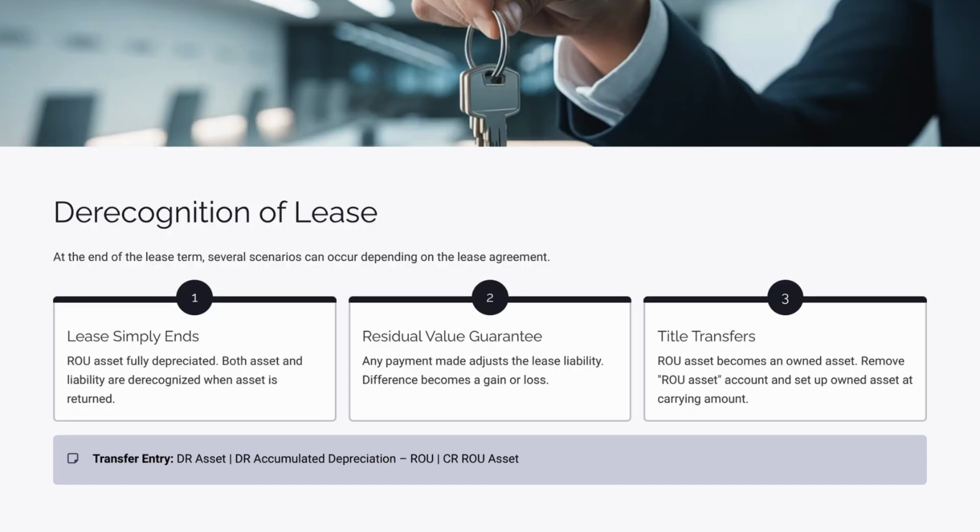At the end of the lease, several things can happen. If the lease simply ends and the asset is returned, the ROU asset will be fully depreciated and both the asset and liability are derecognized. If there's a residual value guarantee, any payment made will adjust the lease liability and any difference becomes a gain or loss. If the title transfers, either automatically or via a bargain purchase option, the ROU asset becomes an owned asset. You remove the ROU asset account and set up the owned asset at its carrying amount. Debit asset, debit accumulated depreciation, credit ROU asset.